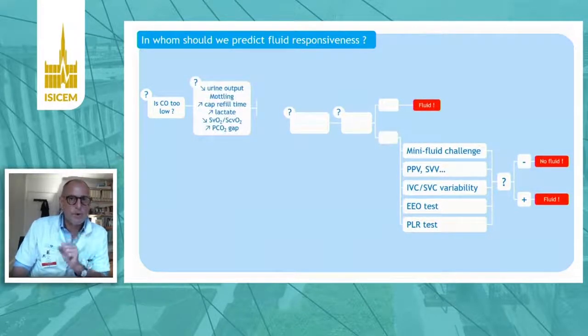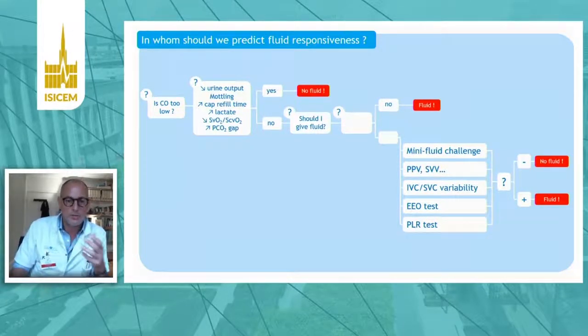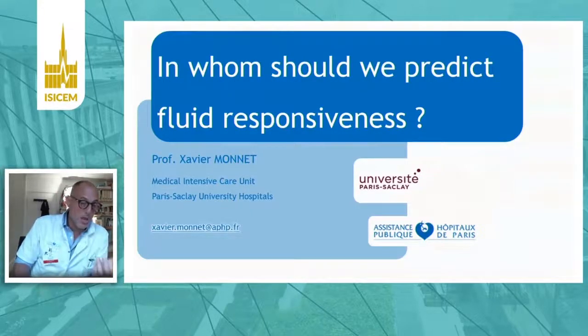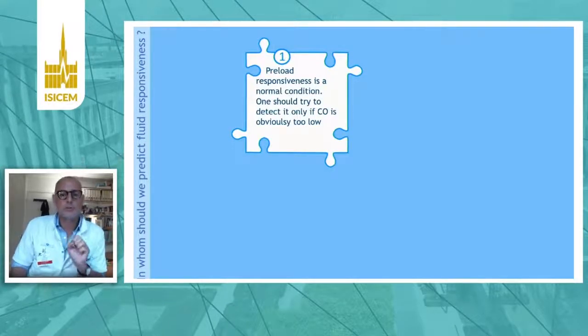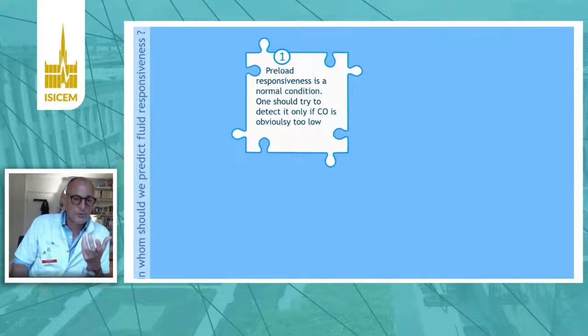And so the second box is about the question, is cardiac output too low? Is there some clammy, mottled skin? Is there increased capillary refill time? Is lactate elevated? Is PCO2 gap increased? Is SpO2 decreased? Then, and only then, I should ask the question, should I give fluid? And very importantly, the first message is that fluid responsiveness should be predicted only in patients where the oxygen delivery is obviously not in adequation with oxygen requirements.